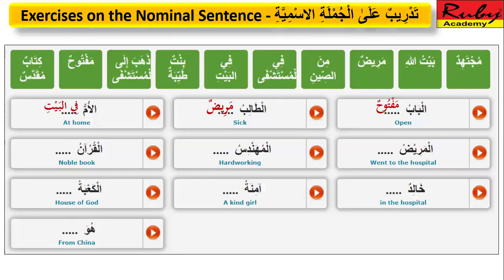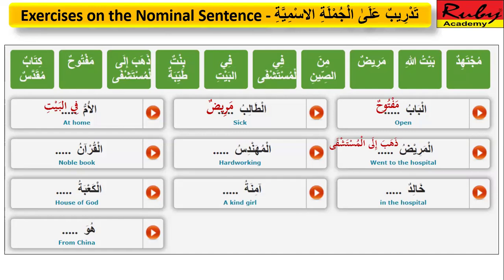But here khabar is, as I have told you, different phrases and sentences can be khabar. So fil baiti is a prepositional phrase. So it is khabar. Now the next one. Al-maridu, the patient. Dhahaba ilal mustashfa. Very good. So here, al-maridu is mubtada. Why is it mubtada? Because it is definite. But khabar is jumlatul fi'liya, Dhahaba ilal mustashfa.